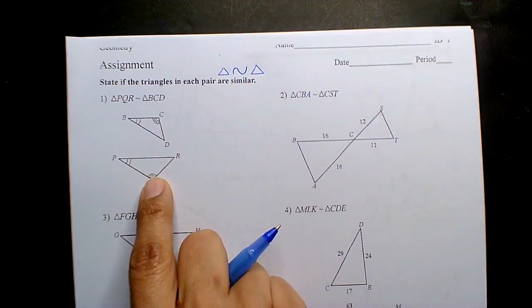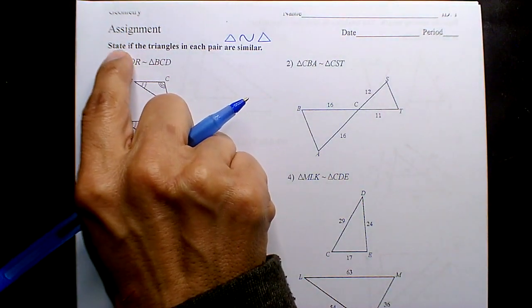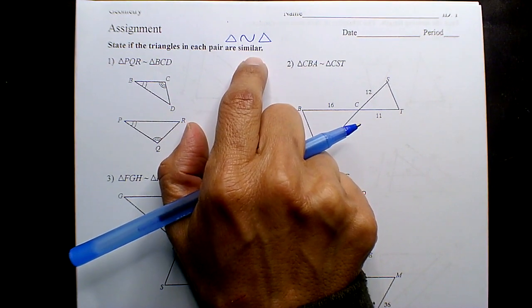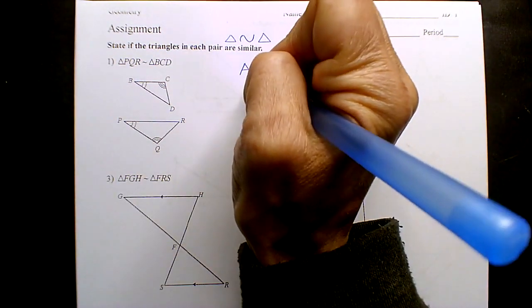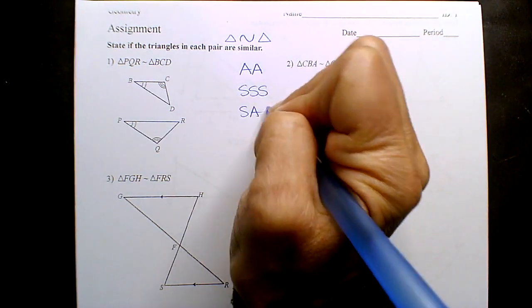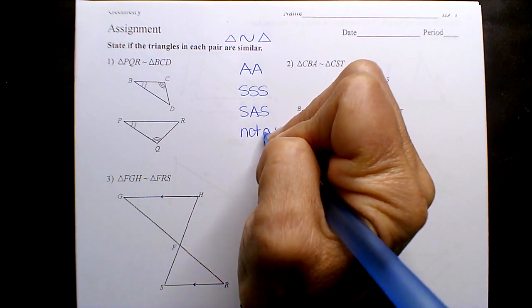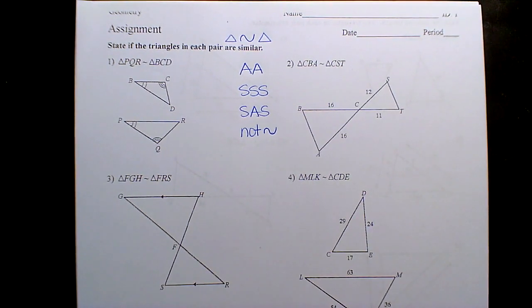Okay, so if we're looking at questions 1, 2, 3, and 4, it states, state if the triangles in each pair are similar. The only ways you can prove two triangles are similar are angle-angle, side-side-side, side-angle-side, or not similar. These are our options. So we're going to go through these 4 together.